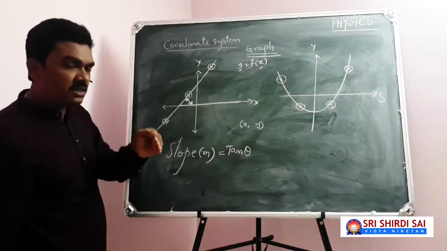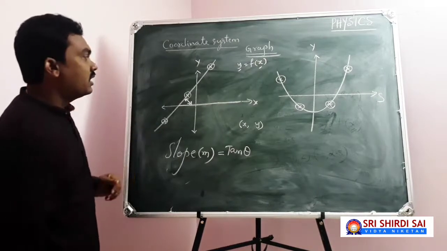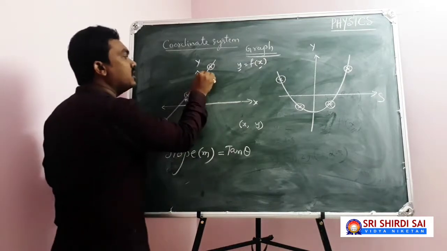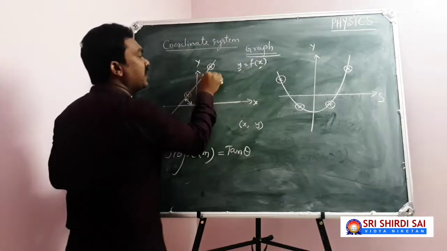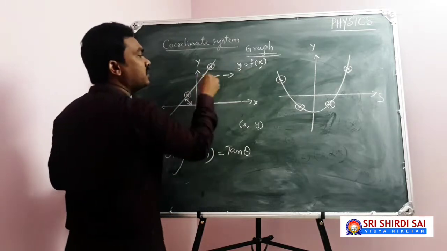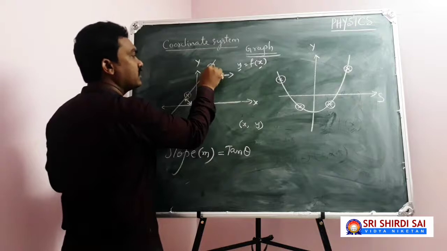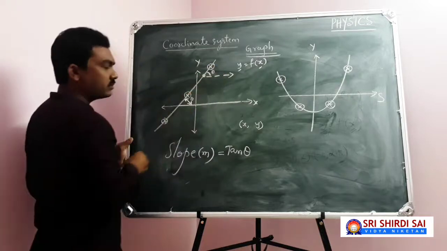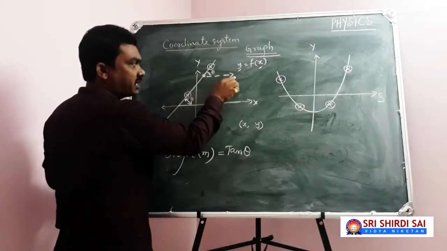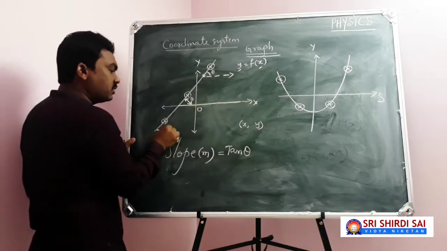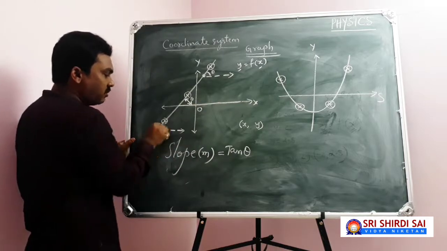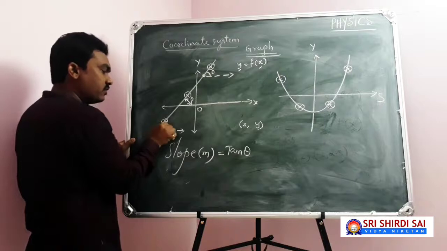The very interesting point is, at any point on this straight line, measure the angle with the positive direction of x-axis, which remains the same. This is the positive direction of x-axis. Of course, this is the origin. Measure the angle with the graph, which is theta.